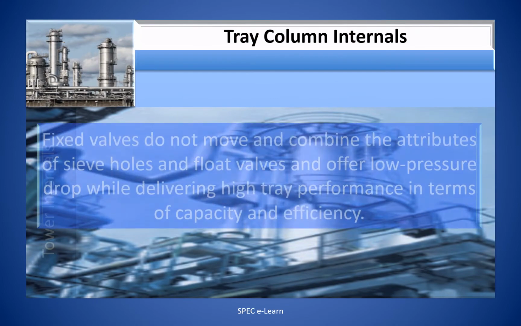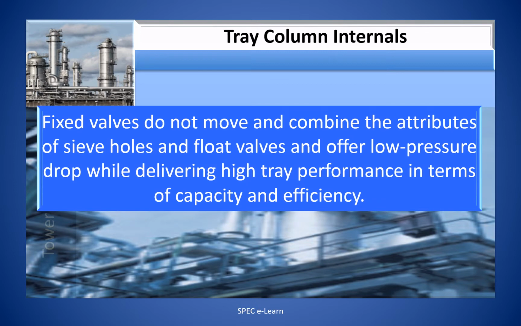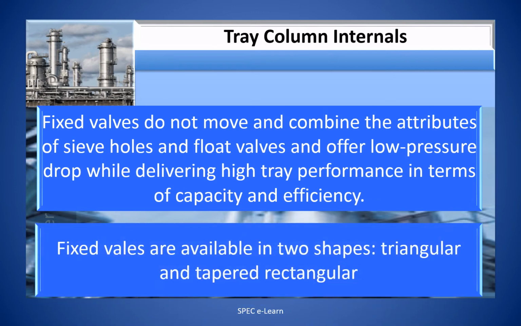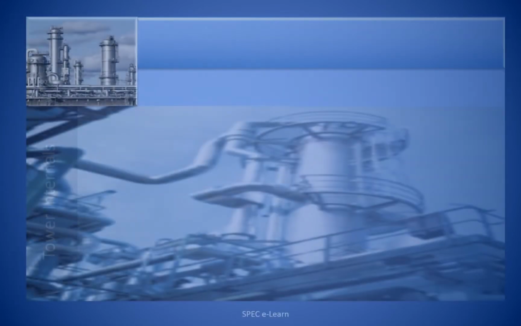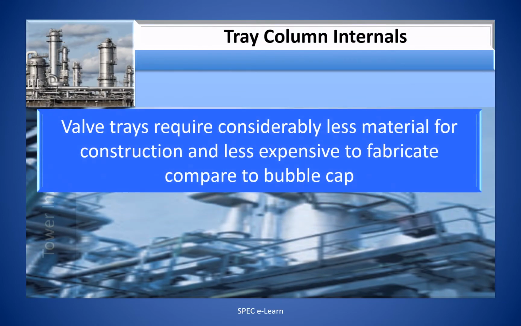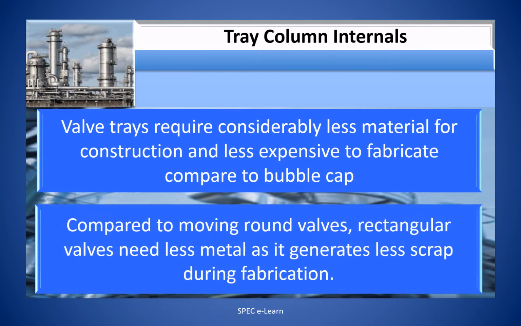Fixed valves do not move and combine the attributes of sieve holes and float valves and offer low pressure drop while delivering high tray performance in terms of capacity and efficiency. Fixed valves are available in two shapes: triangular and tapered rectangular. Valve trays require considerably less material for construction and are less expensive to fabricate compared to bubble cap. Compared to moving round valves, rectangular valves need less metal as they generate less scrap during fabrication.